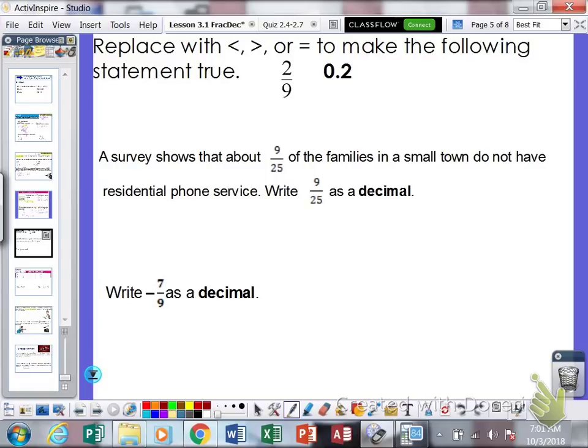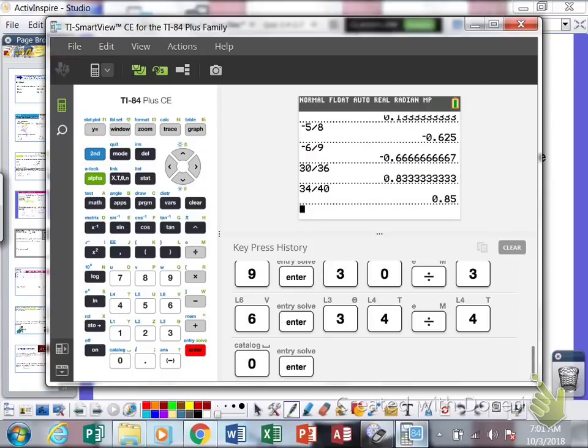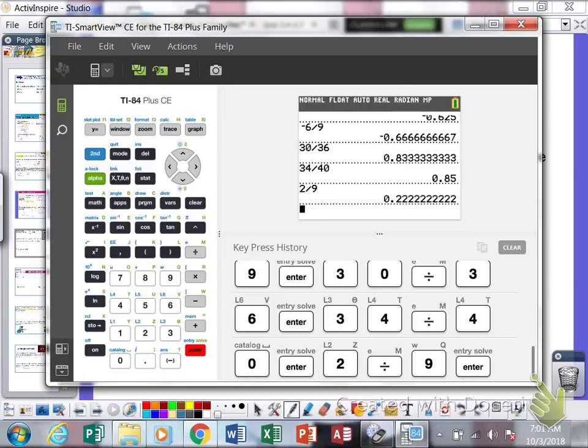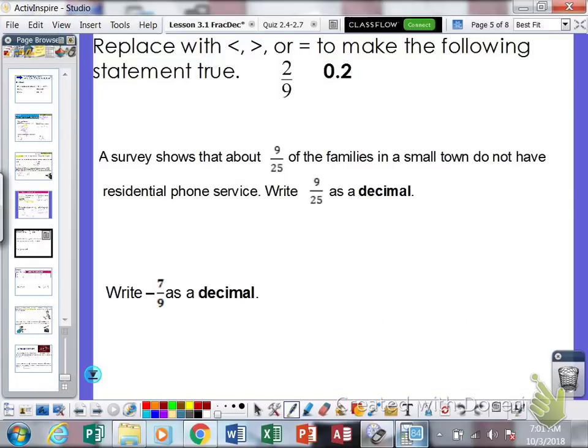Replace with a less than, greater than, or equal to make the following statement true. So 2/9 and 0.2. All right, so 2/9, 2 divided by 9 is 0.22222, repeating. So 0.2 repeating, 0.2 non-repeating. Well, obviously the repeating is going to keep going, 2, 2, 2, 2, 2. So technically after this, I could put another 2, since it's repeating, and a 0 here to same place value, and you can see that it is greater than.